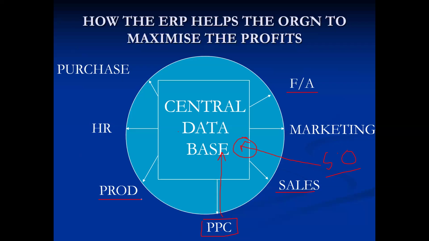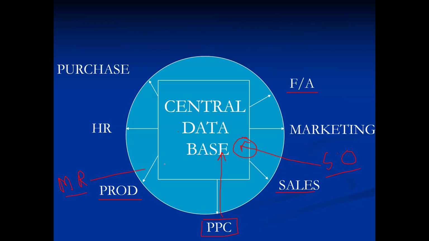Whenever there is a requirement for any material in the production department, the production supervisor or the production clerk will prepare one document, the material requisition, MR. The material requisition contains data like the material description, meaning which material they require, and how much quantity they require. Then that is entered into the common database by the production supervisor.